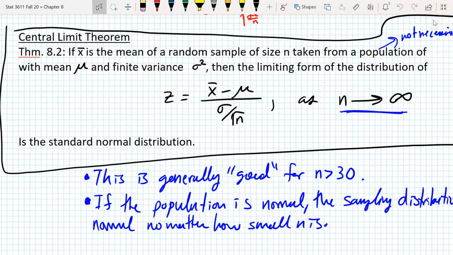All right, welcome back. I want to show you a neat little visualization tool that's available on the web here to help us understand what the central limit theorem is saying. So let's just real quickly reread the central limit theorem.